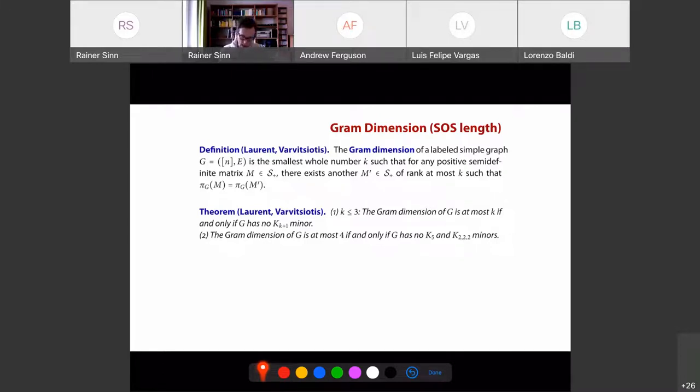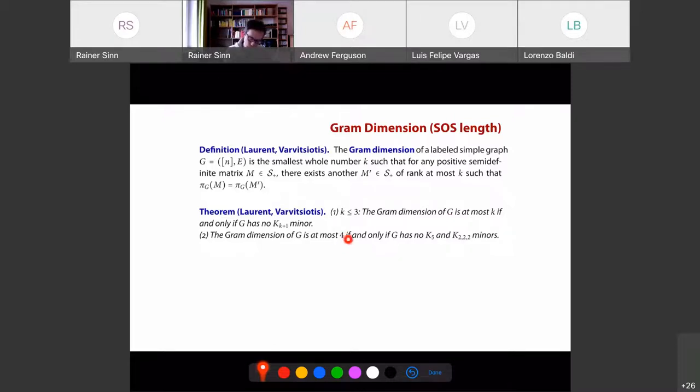Okay. And then they have some nice results about this. So this number is small. Every completable matrix has a PSD completion of rank at most 3 if and only if there is no complete subgraph in your graph as a minor.